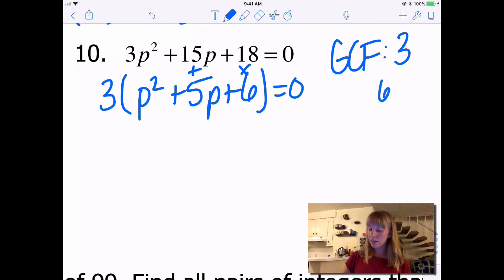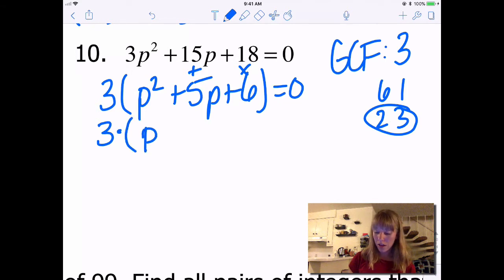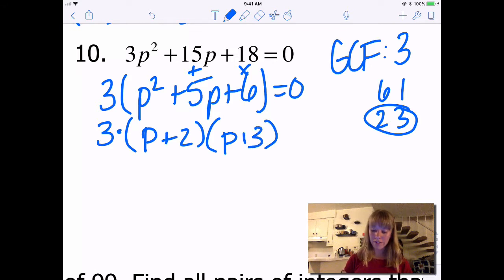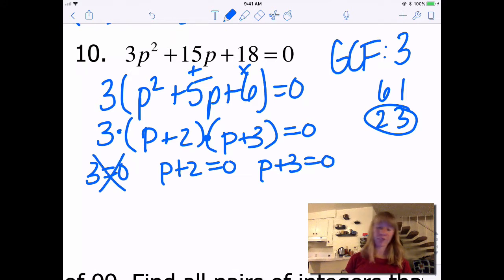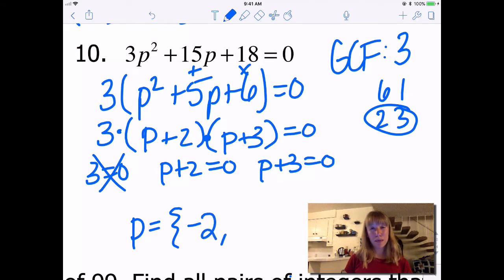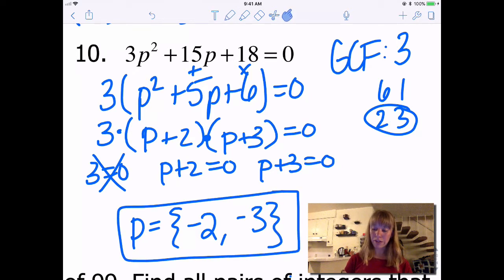So I've either got a 6 and a 1, or a 2 and a 3. I've got to add up to 5. I think my option is 2 and 3. So I've got 3, and my 2 parentheses, I've got to have a 2 and a 3. To add up to positive 5, I'll have a positive and a positive, equaling 0. 3 equations. 3 equals 0, p plus 2 equals 0, or p plus 3 is equal to 0. 3 equals 0 is not true. Ever, ever, ever. But p plus 2 can equal 0 if p equals negative 2. P plus 3 can equal 0 if p equals negative 3. So those, again, are my 2 answers.